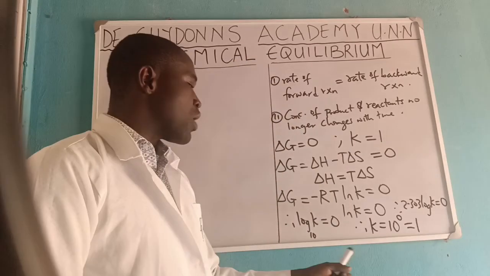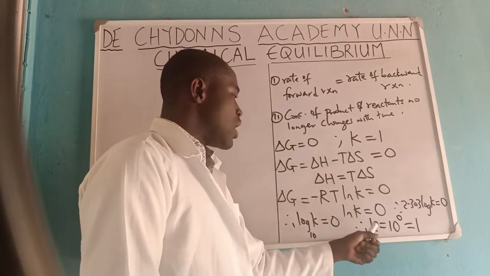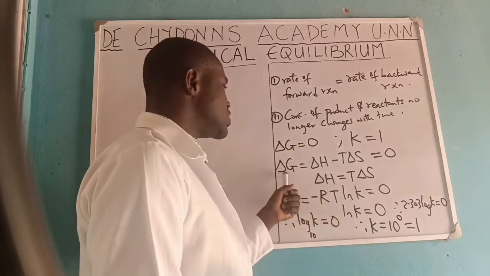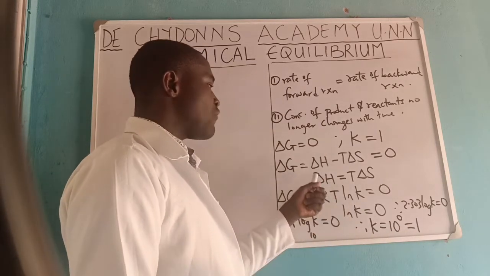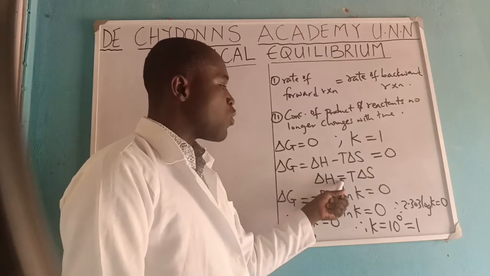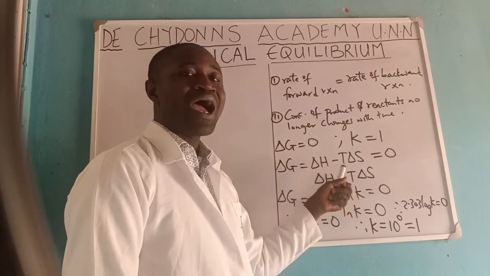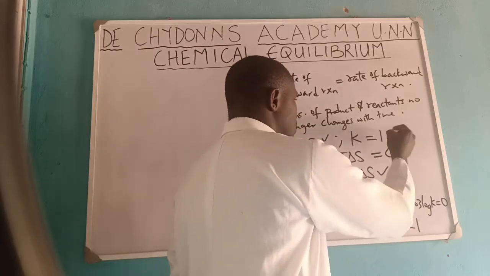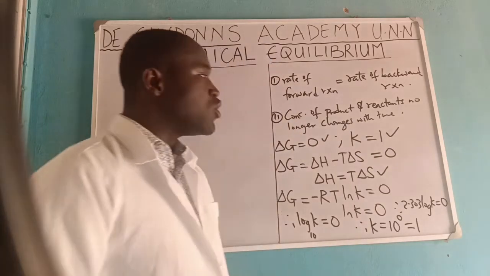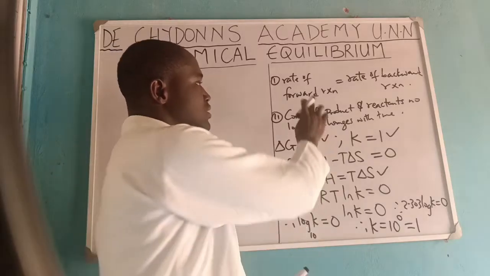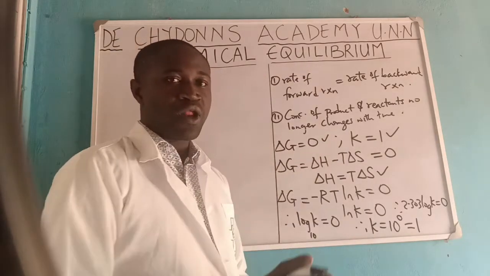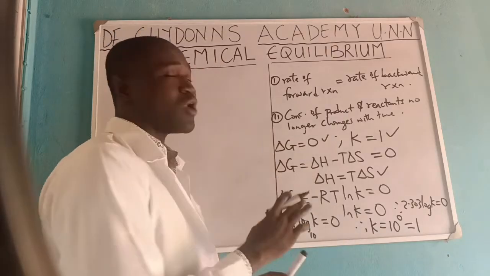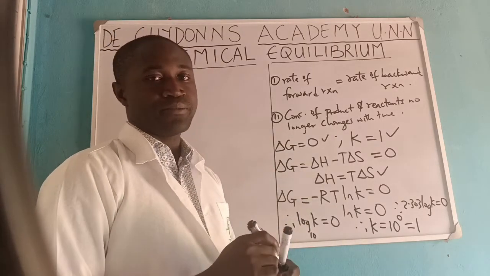That is how we got that the equilibrium constant K should be equal to what? 1. Change in G equals 0. Therefore, enthalpy change should be equal to the product of the temperature and entropy change. That means this condition, when you see them, and these ones we wrote before, it simply means that the chemical reaction has reached equilibrium.